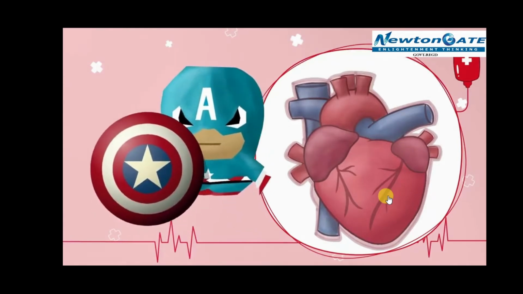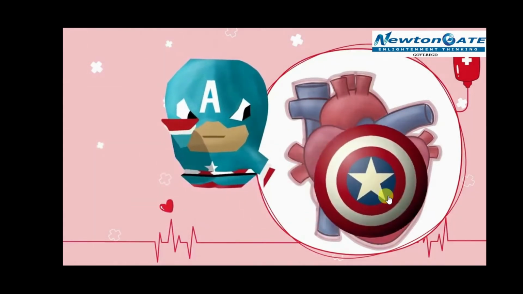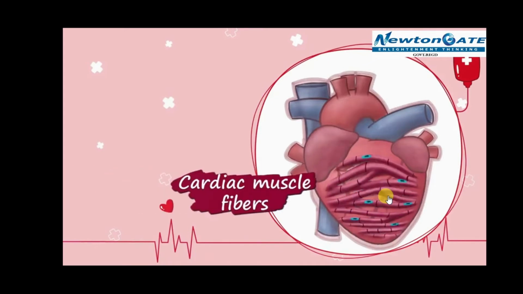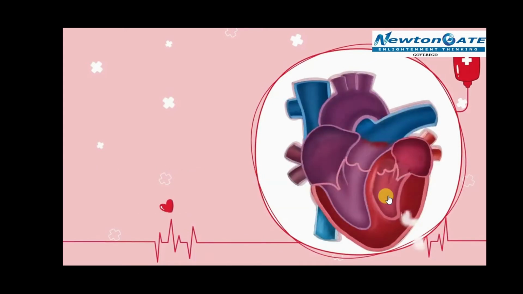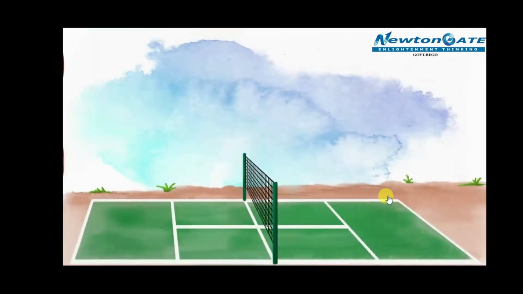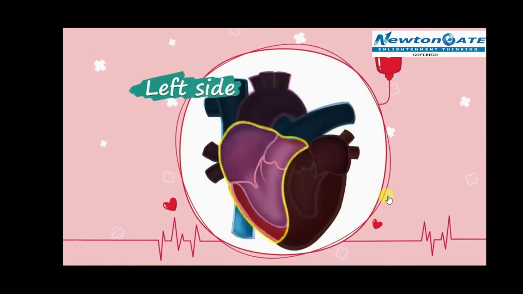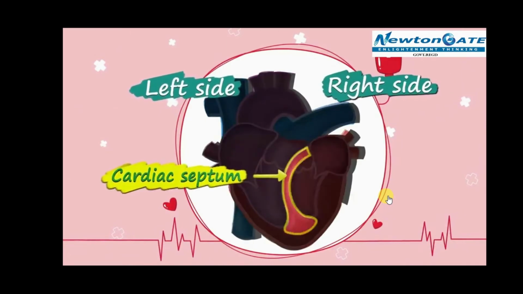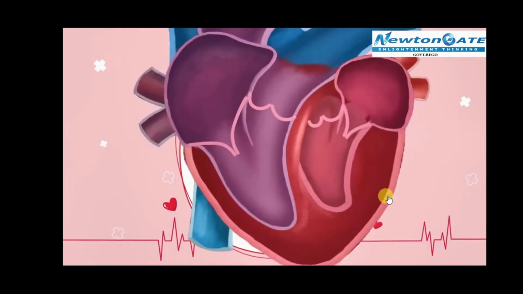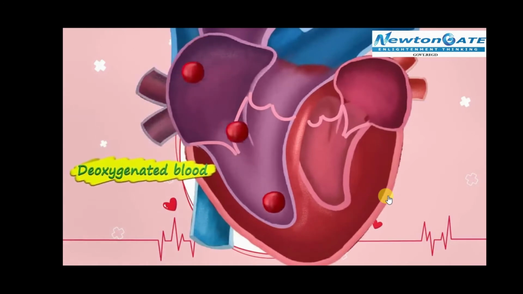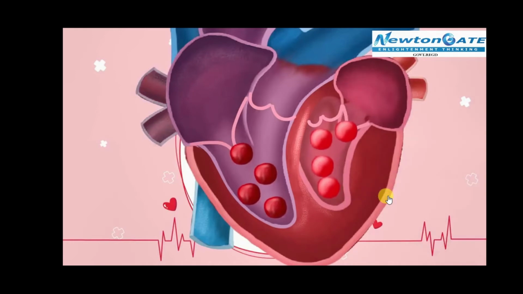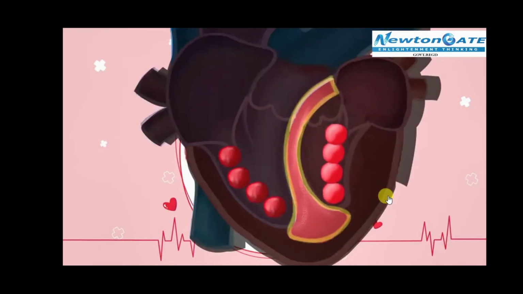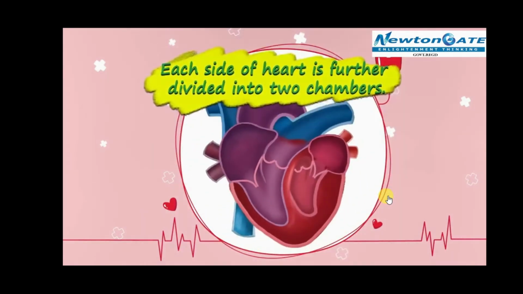Just like Captain America's shield, the heart is also made up of cardiac muscle fibers. Now, as a tennis court is divided into two parts, in a similar way, the heart is also divided into two sides, left and right, separated by the cardiac septum. Now, the right side receives deoxygenated and the left side receives oxygenated blood. And this septum prevents it from mixing.